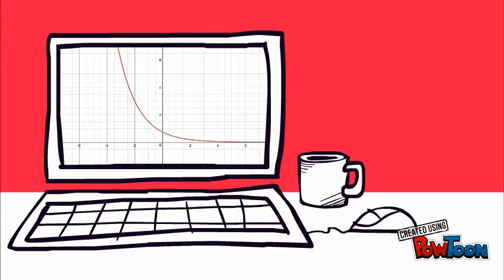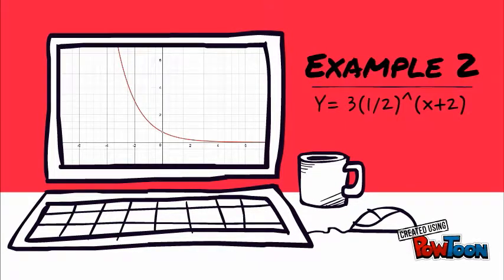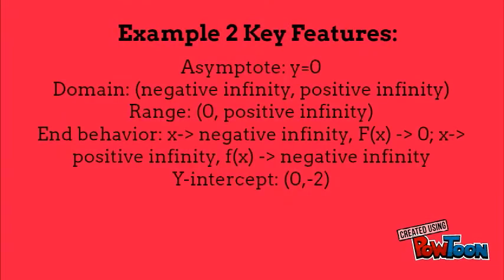Example number 2. Y equals 3 times 1/2 to the x plus 2 power. Example 2 key features. Asymptote is y equals 0. Domain is negative infinity, positive infinity. Range is 0, positive infinity. End behavior: as x is traveling to negative infinity, f of x is traveling to 0. As x is traveling to positive infinity, f of x is traveling to negative infinity. Y-intercept is (0, -2).